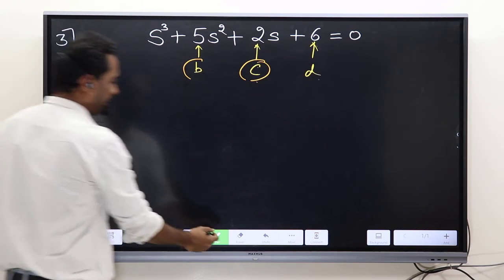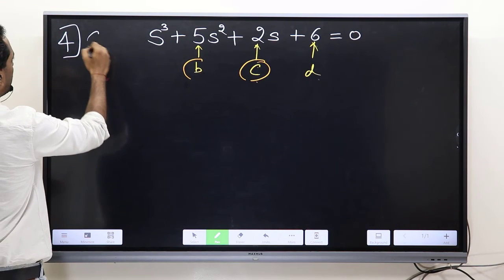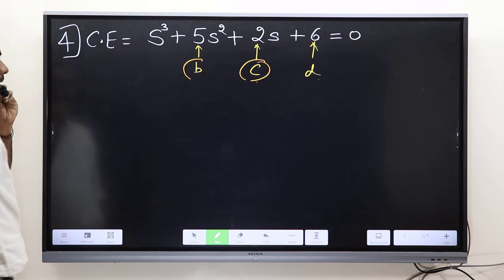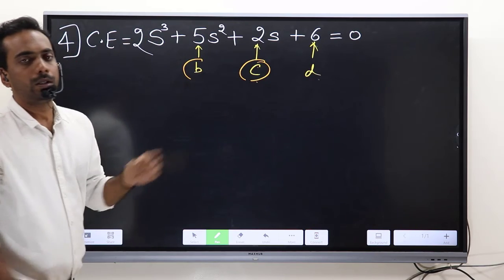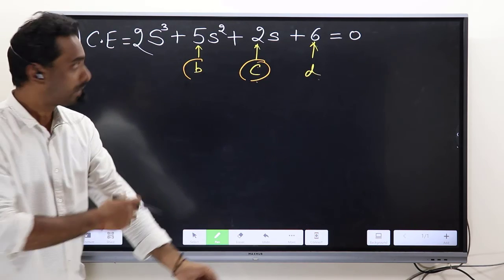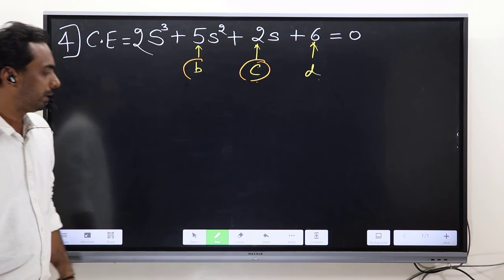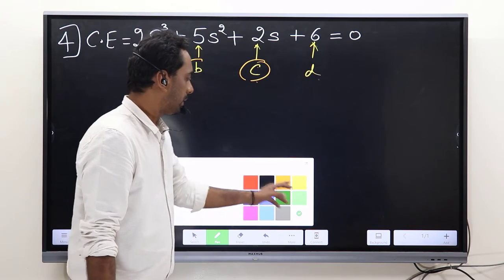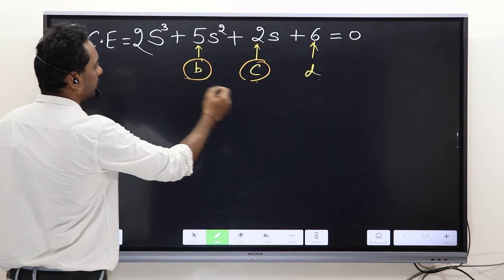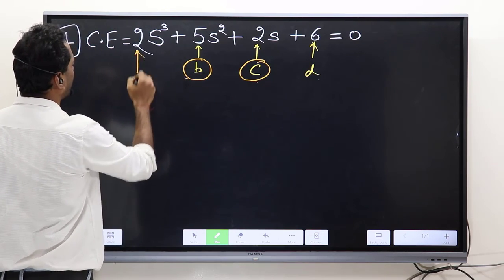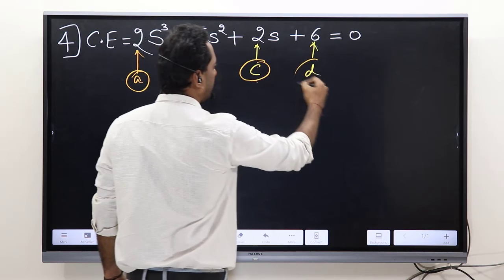I'll change the question a little bit. This will be example number 4. I'll write CE equals 2s cube plus 5s square plus 2s plus 6 equals 0. Again comment upon stability. Please use the trick method and tell me the answer. What will be its answer? I hope everyone's answer has come by now.